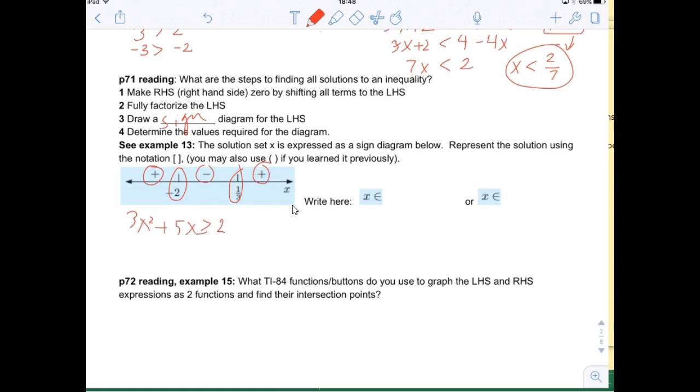Here I've written the original problem, and here I've written the factored form. So we can see that what we're looking for is when this multiplication is greater than or equal to 0. So basically this part and this part are the solutions. And we are including the critical points -2 and 1/3 because those values give you exactly 0 and it's greater than or equal to 0. So we want to express this interval and this interval in the notation here.